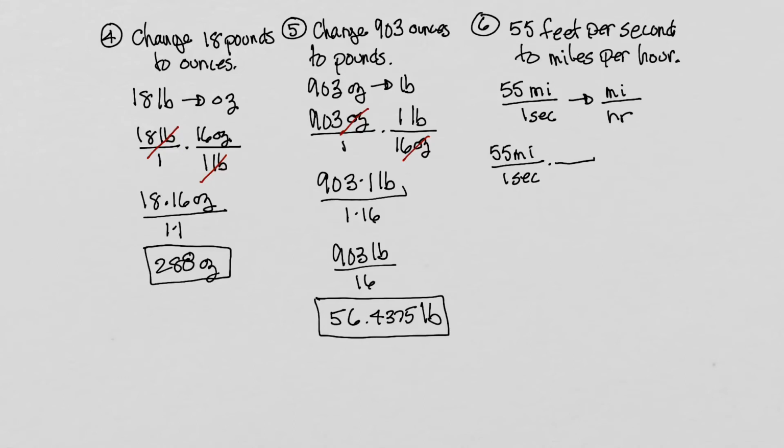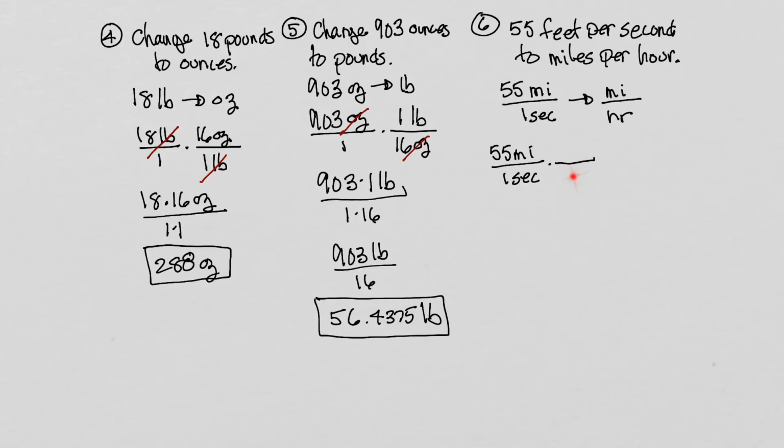Now, here's what I'm thinking. I want miles on top, so I still want to go miles to miles. But now I want to go seconds to hours. And I'm going to go through an intermediary of minutes. I'm going to go seconds to minutes to hours. So let's go seconds to minutes.